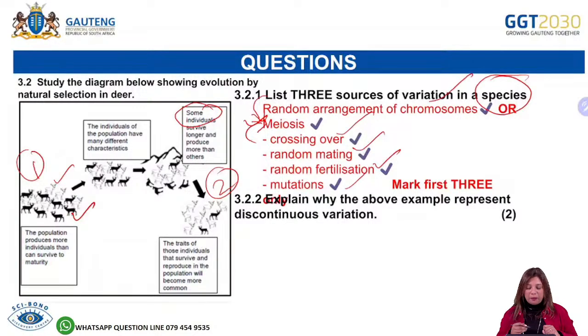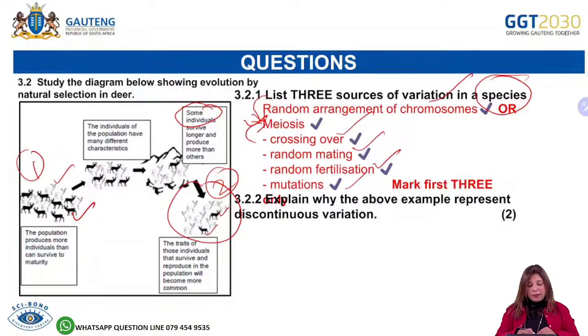Explain why the above is an example of discontinuous. Last question. Why is this discontinuous? Let's look at this diagram. Remember discontinuous, I said it's either or. So here we would have to have in our final group of species, we would have to have either black deer or white deer. We don't have that. Okay? I mean, we've got that, but if they had to mix, if there was an intermediate, it would be gray. I don't see gray here.